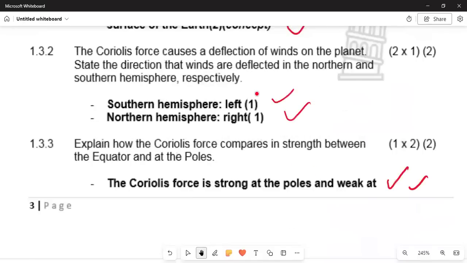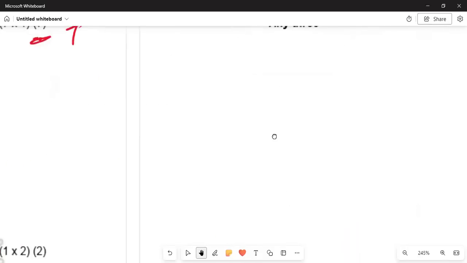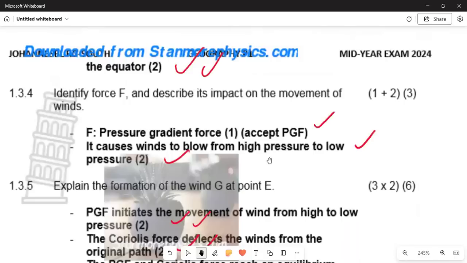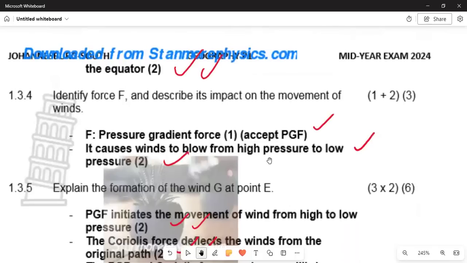And then we are saying in 1.3.3, explain how the Coriolis force compares in strength between the equator and the poles. The Coriolis force is strong at the poles, and it is very, very weak at the equator. You get your 2 marks.